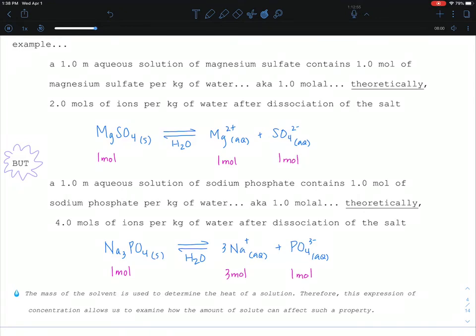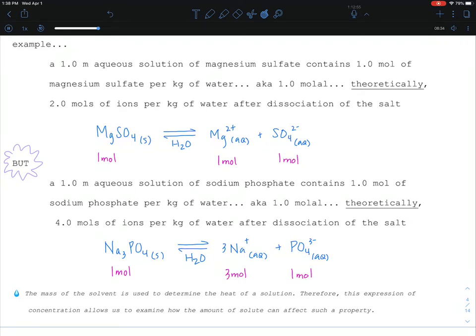So in these cases, it's helpful to have a way of expressing concentration that's a little bit different than molarity, right? There's moles per liter of solution, but when I'm measuring the heat of a solvent, or when I'm measuring the heat of a solution, the mass of the solvent is the thing that actually is used to determine that heat of solution. So it's nice to have a way of expressing concentration that speaks to the mass of the solvent relative to the moles of things, ions, whatever, molecules actually dissolved in it.